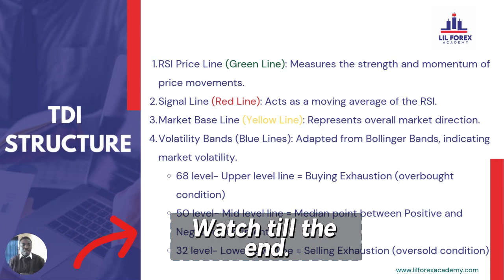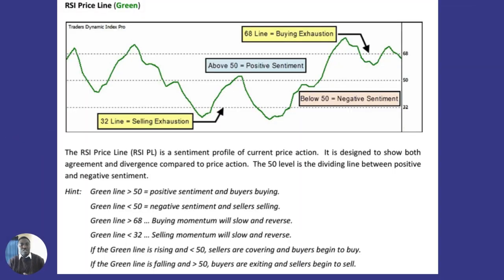So let's talk about each of these structures one after the other. The very first one that we have here is the RSI price line, which is the green line. Now look at how it looks. We installed the RSI, we have our level 68, we have our level 50 midpoint, we have our level 32. Remember, level 32 is the exhaustion, the oversold period. The level 68 is the overbought period. We have our midpoint.